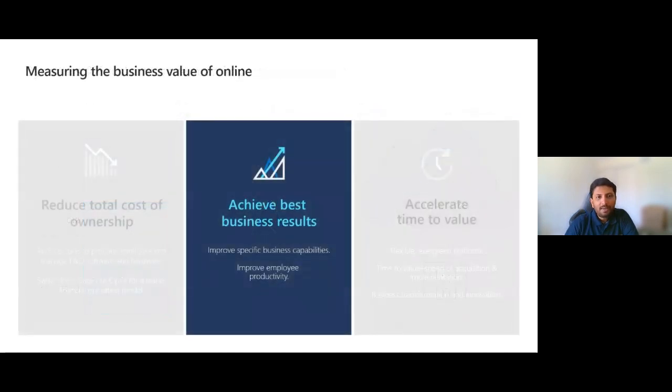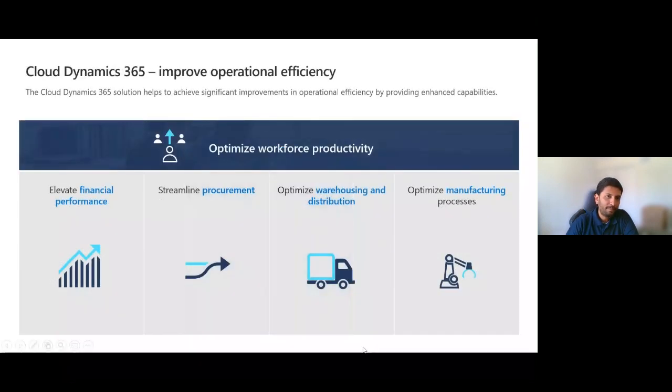Let's look at the second pillar in the business value of an online system. The time and effort that is used to maintain an on-prem solution can now be focused on enhancing the productivity of the company. Let's look at Dynamics 365, how it helps in improving the operational efficiency. Let's go through a few examples.